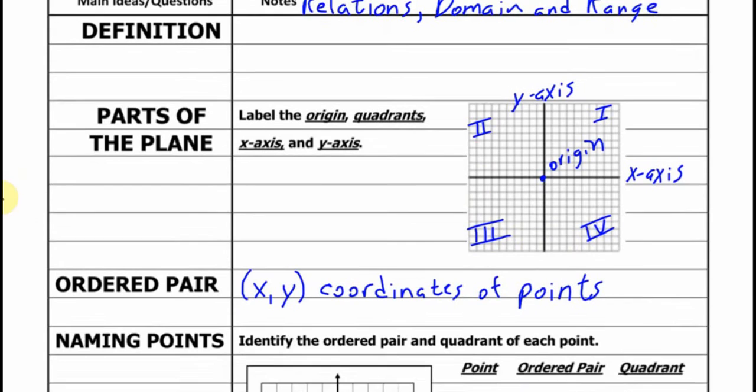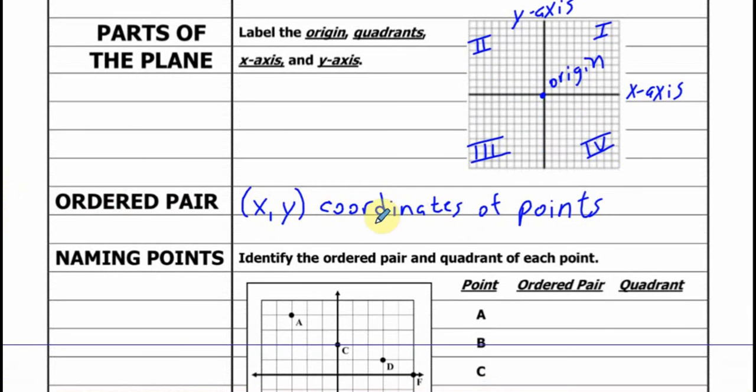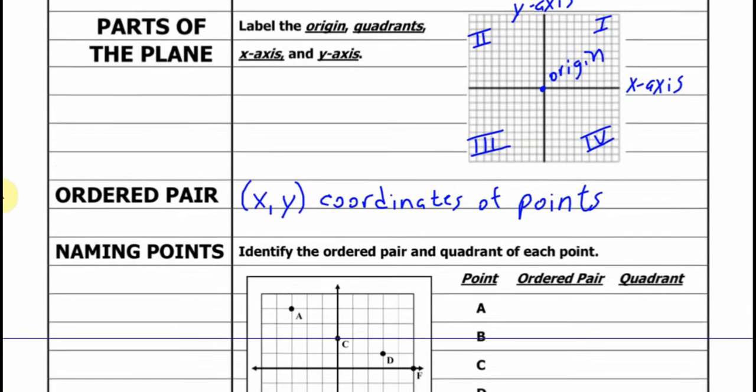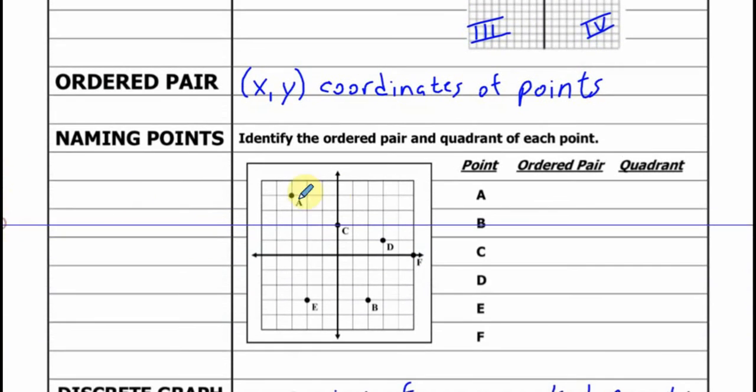Okay, so we have our definition of an ordered pair. Okay, an x, y, just coordinates of a point. And we're going to look at a few examples here. So point A, we want to write that as an ordered pair. So remember, it's always x then y. This is the x-axis. We'll label it here, x, y. And when you name your ordered pair, you always move the x-axis first. So 1, 2, 3.